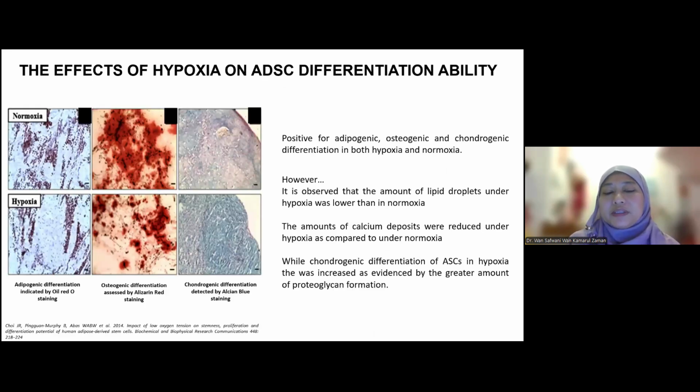In terms of differentiation ability, the main criteria to define stem cells, one of them is to look into their differentiation ability into adipogenic, osteogenic, as well as chondrogenic. In normoxia and hypoxia, we can see that they are both positive for all three differentiation types. But when it comes to adipogenic differentiation, we notice that it is actually less in hypoxia. This is also true for osteogenic differentiation as compared to normoxia, but under hypoxia, chondrogenic differentiation is actually increased as compared to normoxia, by looking at the proteoglycan formation as stained by blue, detected by Alcian blue staining.